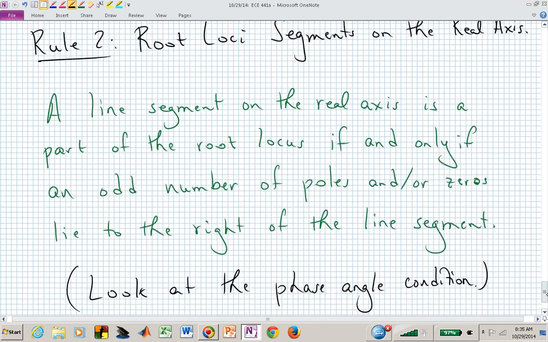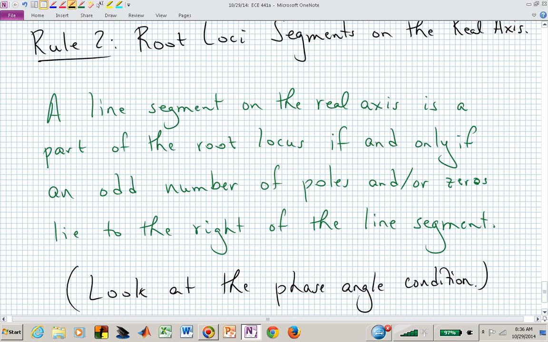All right, it may not be clear yet. That may be very wordy. But now we look at this real line and we start moving along these 6 different segments, and we look to our right and we say, do I see an odd number of poles and zeros to my right? And if I do, then I shade that line segment.